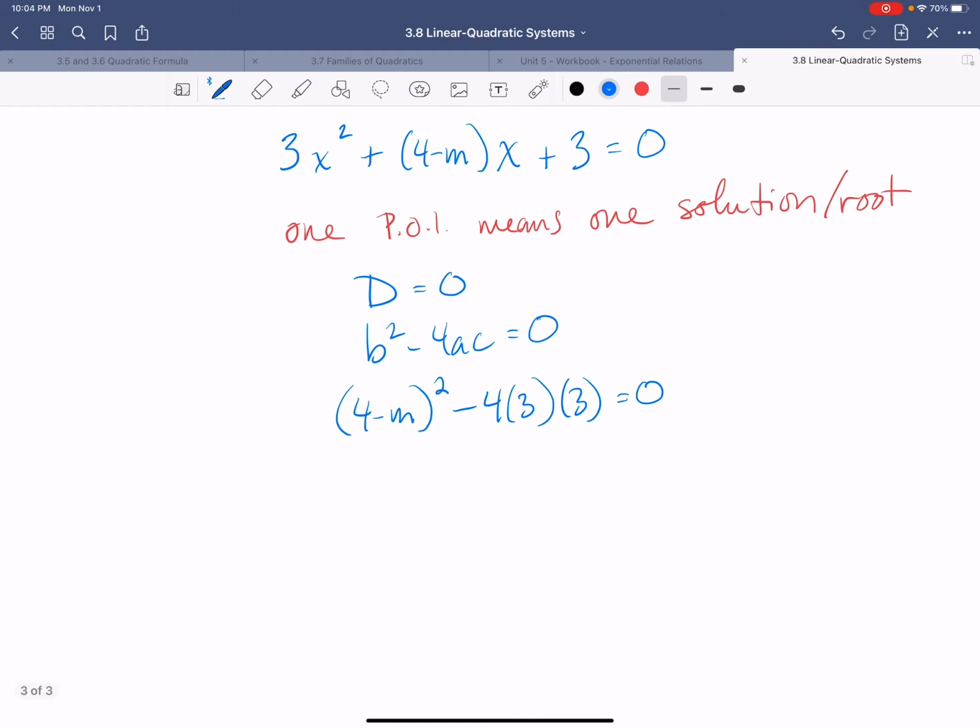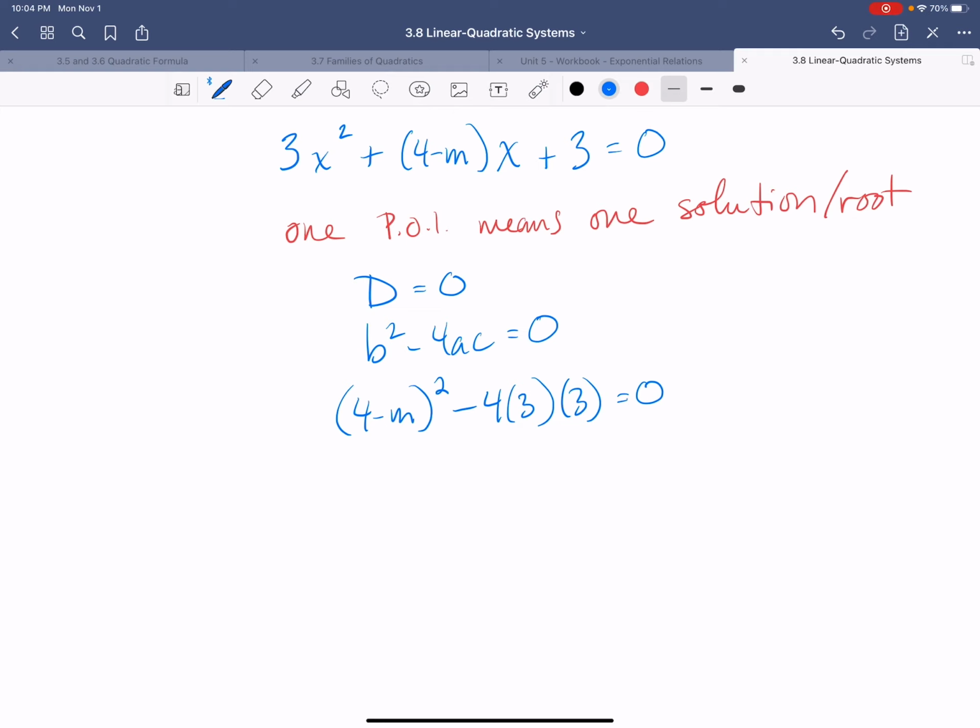So now I'm going to solve for the slope, m, to give my new equation where I combine the two, the quadratic and the linear, to find out what the slope is so that I have only one solution. And that's because the discriminant is equal to 0. So I'm going to expand this and simplify.